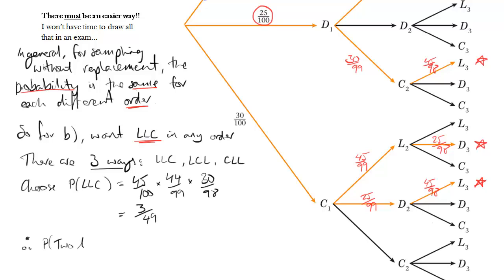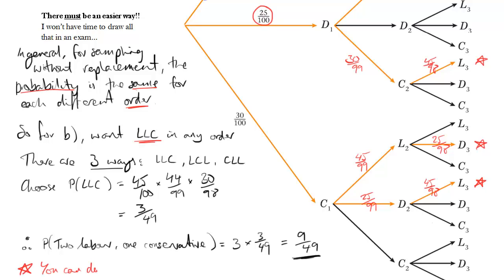So the probability that we want, I am getting two Labour and one Conservative, is just three times that amount, or 9/49ths. Now, you can actually do all of this without the probability tree, and you should really, because this tree would take forever to draw, but visualizing it or just imagining how parts of it would be can really help you get to grips with a question like this.